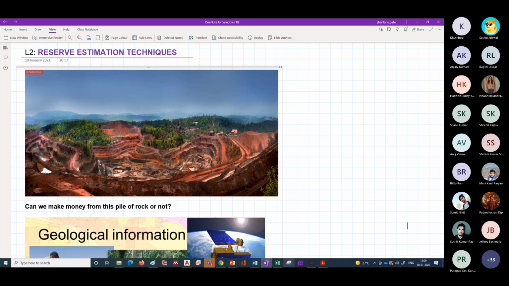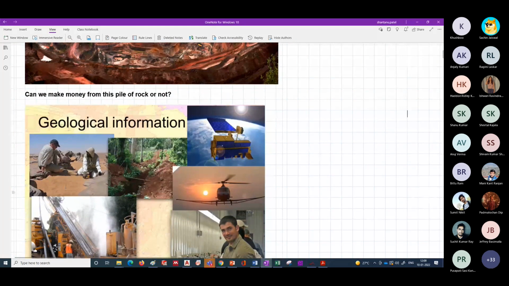To do this, I'll quickly revise your concept here. First, we go to the site and do some physical observation, to see what kind of mineral is present. Then we do some trenching to see the mineral content, or maybe we go for a satellite survey, where we get reflection from different kinds of minerals.